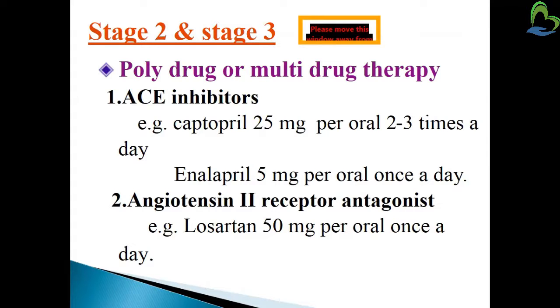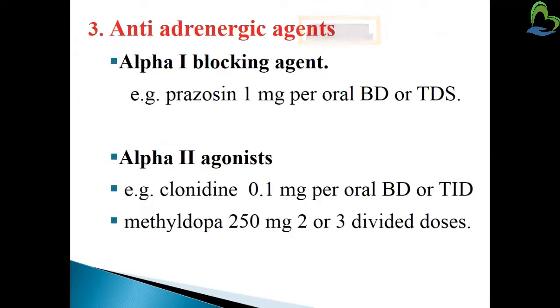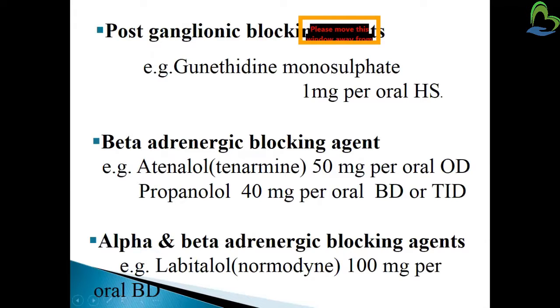ACE inhibitors, examples are captopril and enalapril, can be given. Angiotensin 2 receptor antagonist, that is losartan, 50 mg orally, can be given. Anti-adrenergic drugs, so adrenergic agents can be controlled. Alpha 1 blocking agents, prazosin is an example. Alpha 2 agonist, clonidine is one example, and commonly we give methyldopa 250 mg. Post-ganglionic blocking agents, that is guanethidine monosulfate, 1 mg per oral. HS, we have to give it in the night itself.